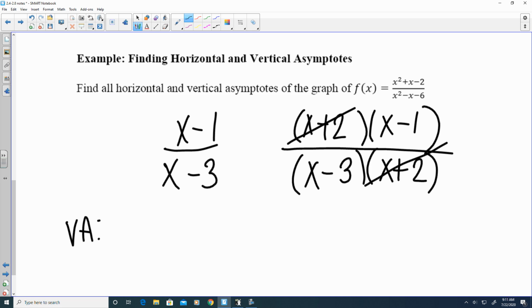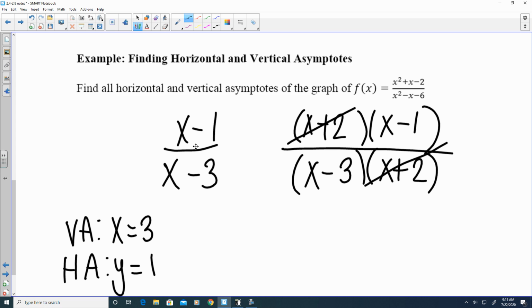Vertical asymptote would be 3, because that's what you get when you set the bottom equal to 0, and the horizontal asymptote, when you're comparing the power of the top versus the power of the bottom, since they're both x's, that means that the powers are the same, and the horizontal asymptote would be the coefficients, which is just 1 divided by 1.